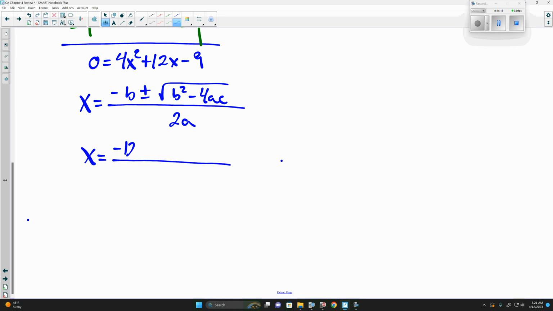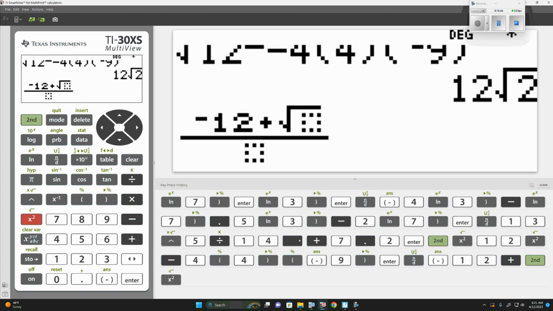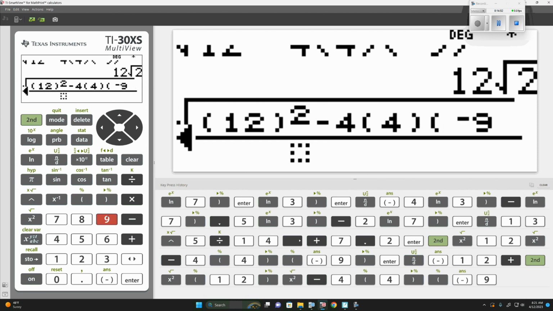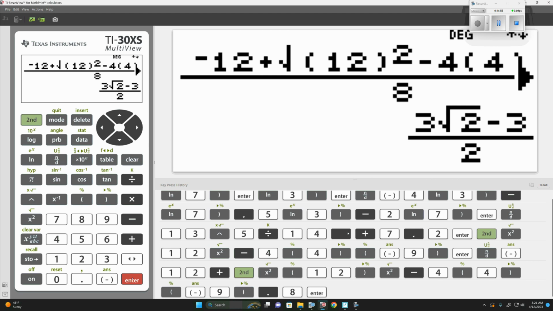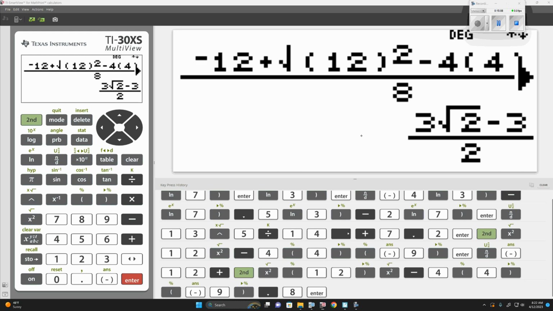So I'm negative 12 plus or minus the square root of 12 squared minus 4 times a times c, all over 2a, which is 8. So we can type the whole thing in.